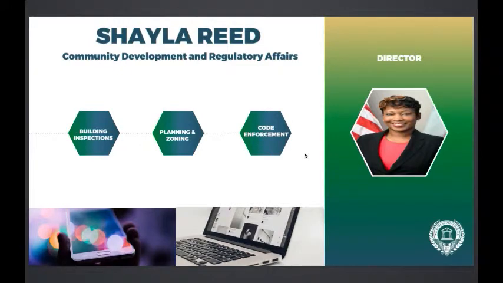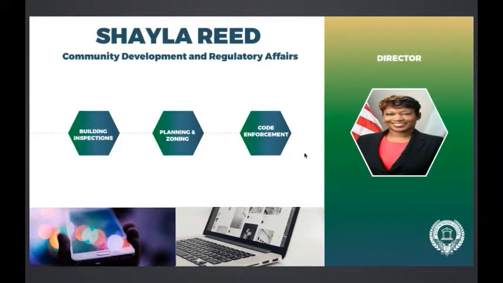We also have our Community Development and Regulatory Affairs Office, which is led by Ms. Shayla Reed. This team is pretty much concerned with how we go about using our city's land and making sure that we improve and enhance the quality of life for residents, and how do we protect our land. This team oversees our building inspections so that when construction is coming to the area, we can make sure that construction is being done pursuant to the guidance and code and regulations that govern those actions.